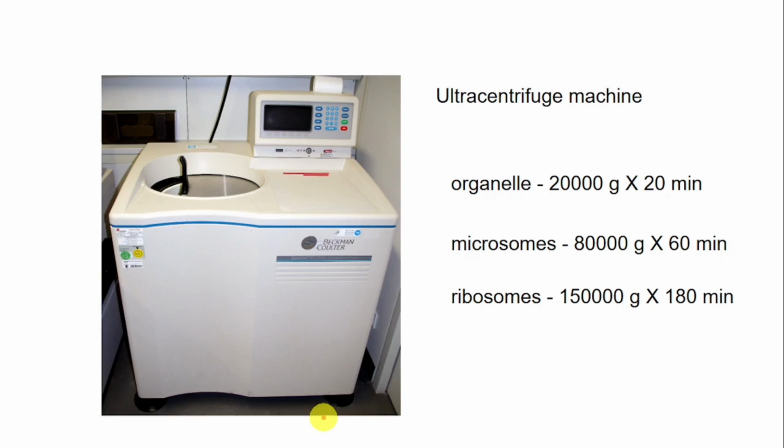Okay, this is the machine. This is the ultracentrifuge machine which is used for ribosome separation. So look at the speed here. To separate ribosomes, you will have to use this speed, 1,50,000 gravity, and not for 1 minute or 2 minutes. It is 180 minutes, which means 3 hours. So for 3 hours, they are subjected to such high centrifugal force, and then we can separate out these units.